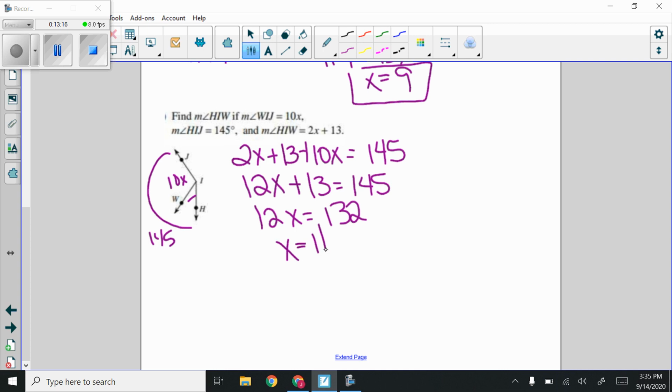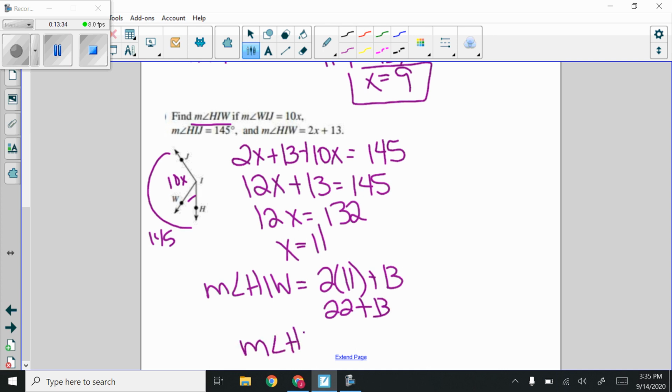So here they didn't ask me to find x, they asked me to find the measure of angle HIW, so I have to plug it in. So HIW, they told me it was 2x plus 13, so 2 times 11 plus 13. So that's 22 plus 13. Let's say the measure of angle HIW, when I add 22 and 13, I get 35 degrees. Again, it's an angle, so I need the degree sign. So that is our first day of section 1.4, measuring and classifying angles.